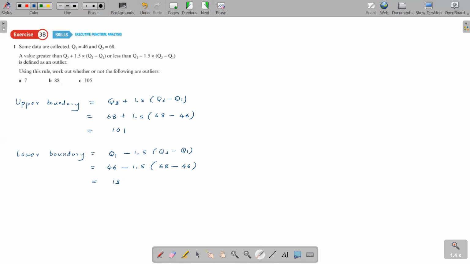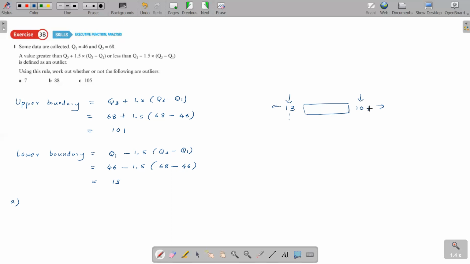All the data values that belong to the data set should be between 13 and 101. Anything outside these two limits becomes an outlier. The lower boundary is 13; anything below 13 is an outlier, and anything above 101 is an outlier. 13 is the lower fence, 101 is the upper fence. Anything in between is okay. But if you go beyond, that's the outlier region.